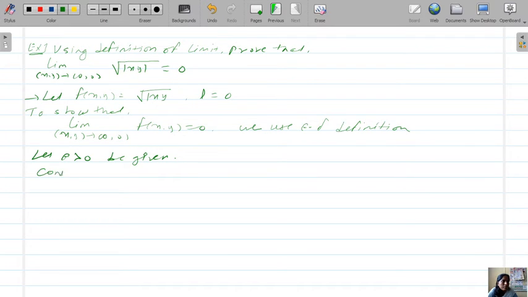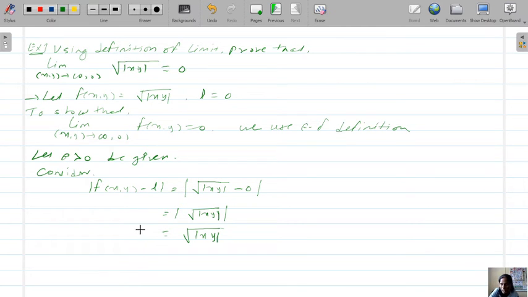So consider, what we have to consider, mod of f of xy minus L. So what is mod of f of xy? Here it is square root of mod xy, and L is 0. So it is simply mod of square root of mod xy. Obviously mod of mod is again positive, so it is simply square root of mod xy, because in real numbers square root is always positive.